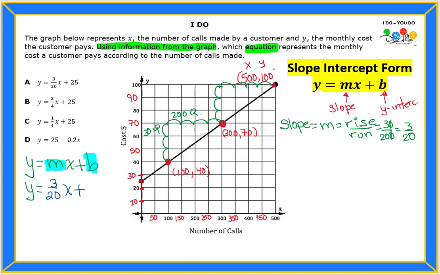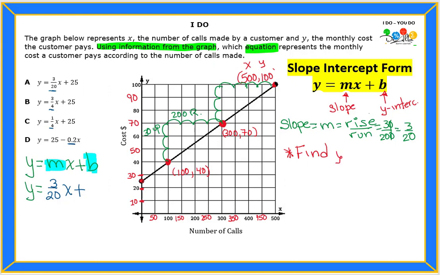Okay, so if you look at the answer choices, there's some that you can already cancel because they're not the same, right? For example, letter D has 0.2, and this is not the slope that I'm looking for. So I'm looking at these values that are next to the x, okay? So we'll come back to that in a minute. Now I need to find the y-intercept, okay? So I'm gonna write it over here.